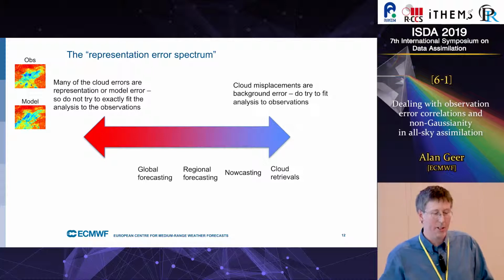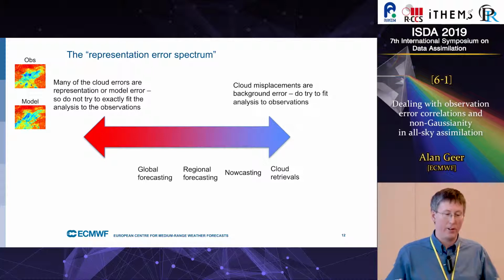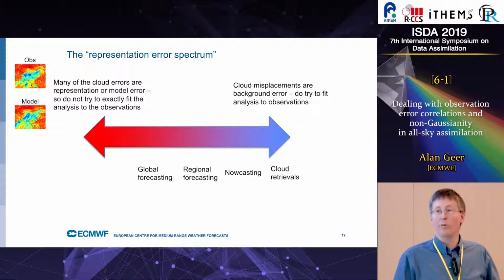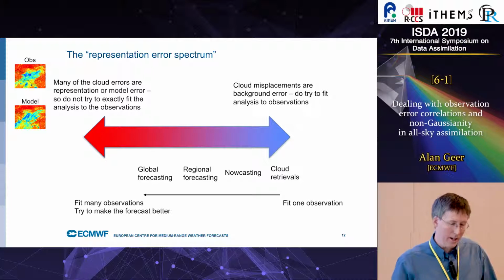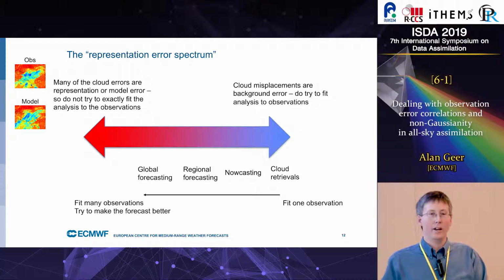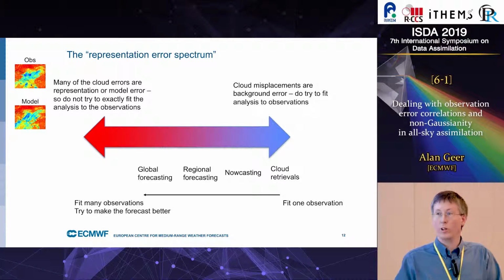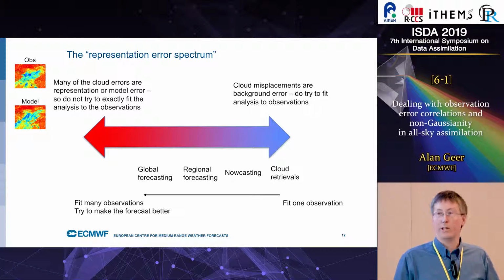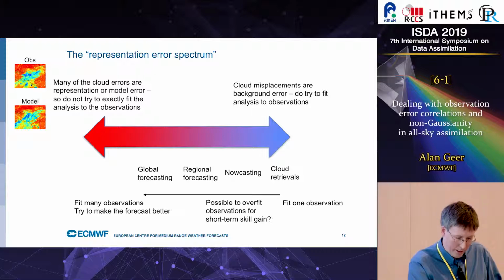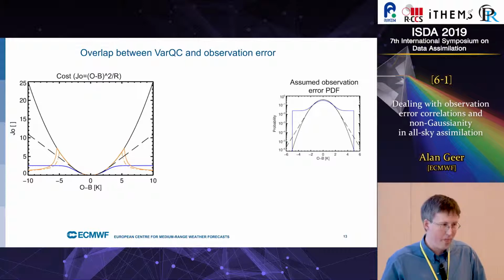And I think that really just corresponds to the application you're working in. If you're doing a cloud retrieval or nowcasting, you really want to fit the data. If you're doing global forecasting, you want to extract just enough information from the observations to be able to improve your long-range forecast, possibly ignoring the short-range detail. And that might be a spectrum from fitting one observation almost perfectly if you're doing, say, precipitation or cloud retrievals, to trying to fit as many observations as well as possible. I'll just skip over that in the interest of time.